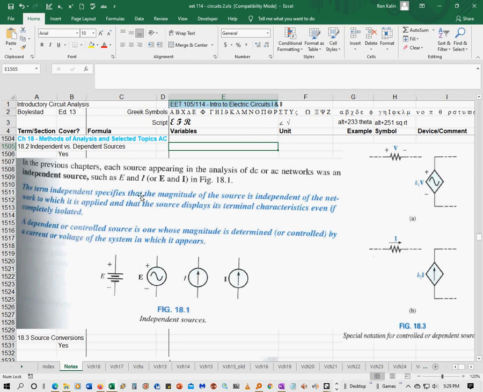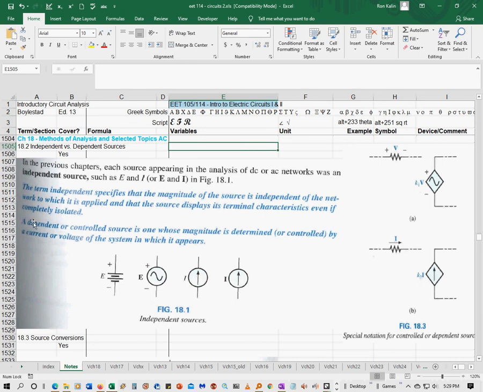An independent source specifies that the magnitude of the source is independent of the network to which it is applied, and that the source displays its terminal characteristics even if completely isolated. So down here you have an example of an independent DC voltage source. This is an independent AC voltage source. This is an independent DC current source, and this is an independent AC current source.